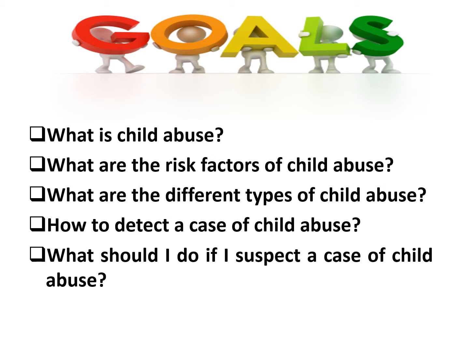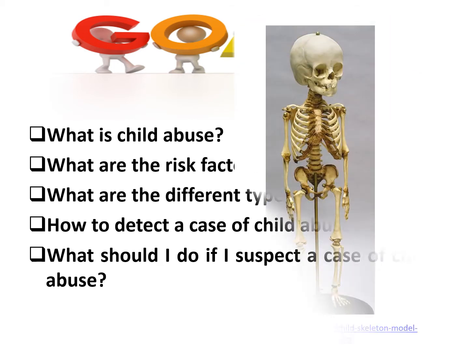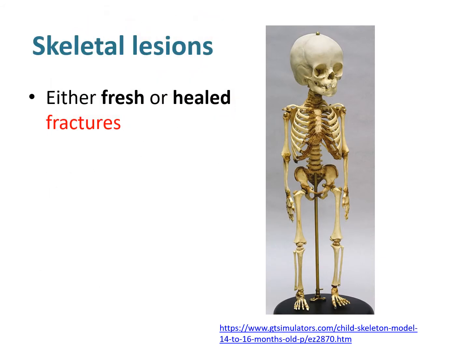Now we will discuss the second type, which is the skeletal lesions. As regards the second type of lesions present in child abuse, these are the skeletal lesions. Skeletal lesions means fractures. Fractures are either fresh or healed.